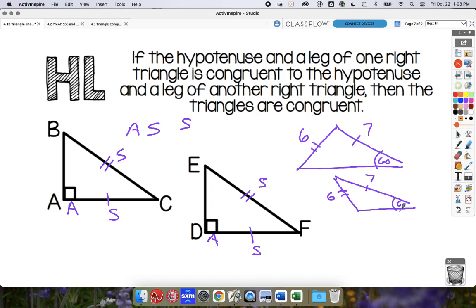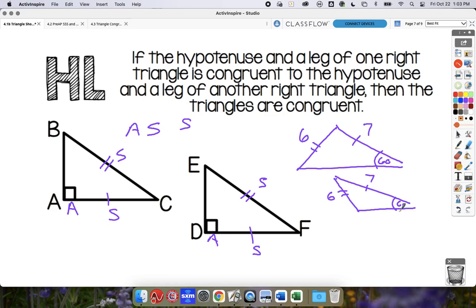Now, if I do HL, there's no way to force a different triangle if those two constraints are in there. Because of the Pythagorean theorem. A right angle only hits the 90 degrees at one point. If a squared and b squared are the same number, then c squared has to be the same number, because you're putting it into an equation.